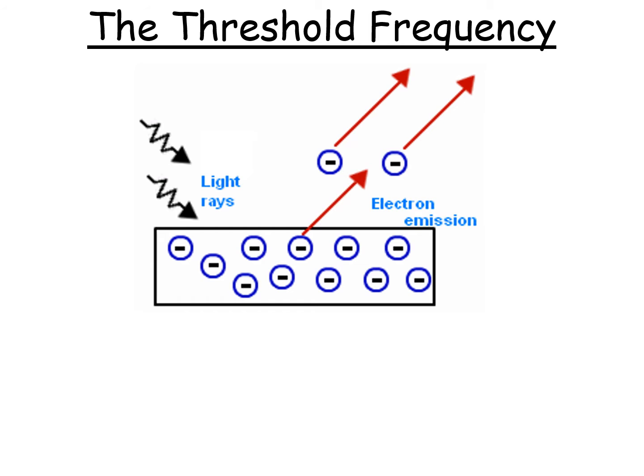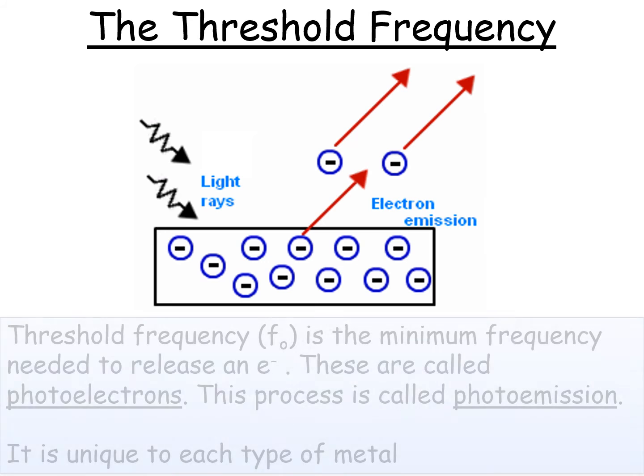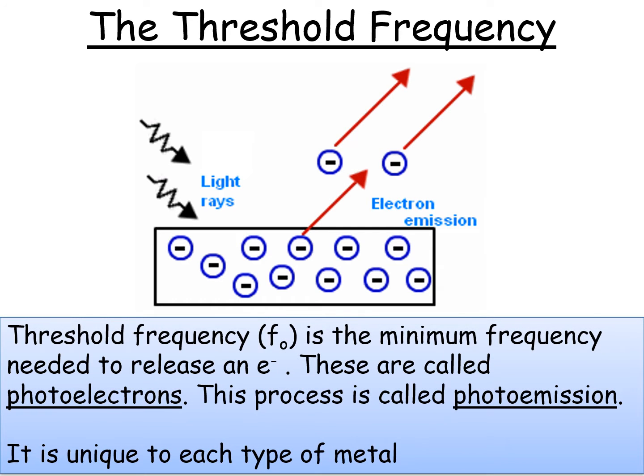So first of all, I want to introduce something called a threshold frequency, which is simply the threshold frequency, f naught, is the minimum frequency needed to release an electron. These are called photoelectrons, and this process is called photoemission. And the threshold frequency is unique to each type of metal. So please copy this down and notice you've got quite a lot of new terms there to remember. Things like threshold frequency, f naught, things like photoelectrons and photoemission.